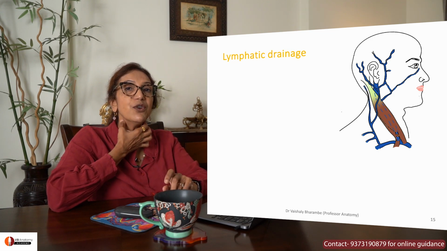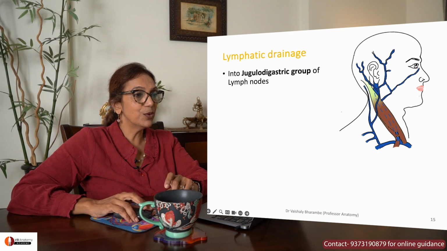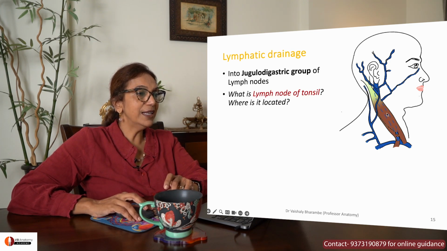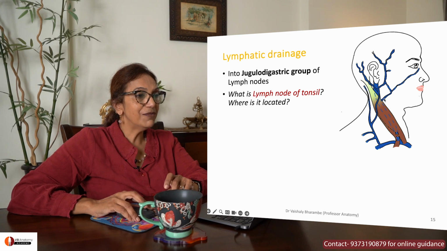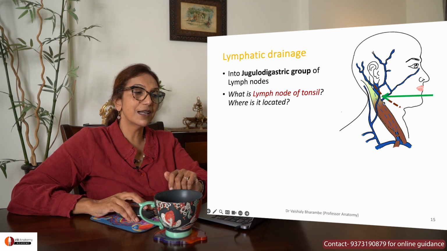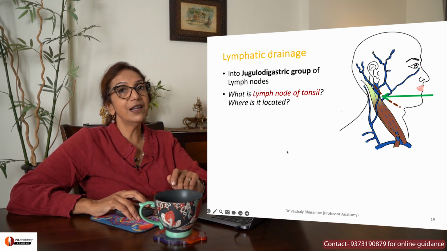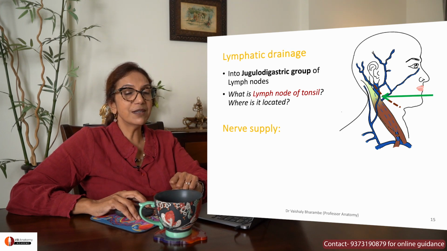Why? Because he was trying to palpate your jugulodigastric lymph nodes, which are present in the gap between the anterior border of sternocleidomastoid, the common facial vein, and the posterior belly of digastric. This spot contains a lymph node which we call the lymph node of the tonsil. Right. What about the nerve supply?